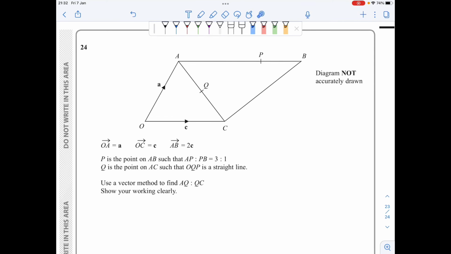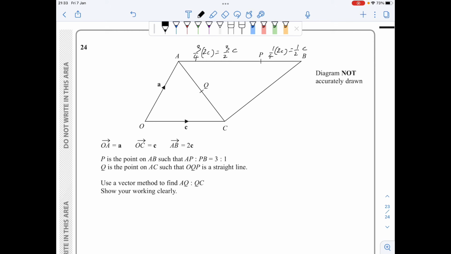In this question, I'm given OA is equal to lowercase a, OC is c, AB is 2c. I'm also given this ratio. So this is 3 to 1. There are a total of 4 parts. So this is 3/4 and this is 1/4 of the whole thing. So that's 3/4 of 2c, which will give me 3/2 c. And the other one is 1/4 of 2c, which is equal to 1/2 c.